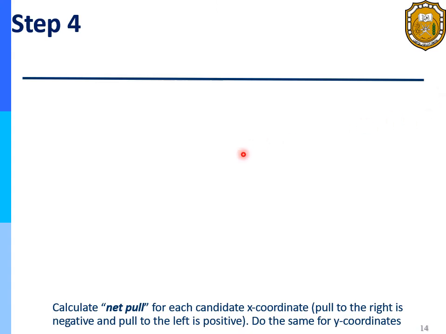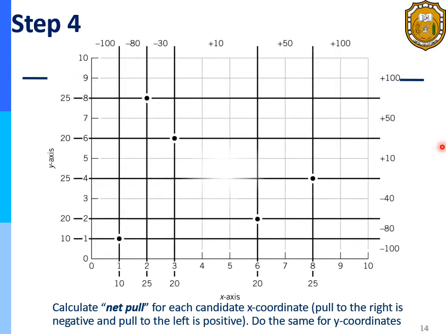Step 4 of the procedure says to calculate the net pull. It is pulling our optimal, let's say, facility. So where is it pulling? Calculate the net pull for each candidate x coordinate. Pull to the right is negative and pull to the left is positive. And do the same for y coordinates. It seems a little bit confusing, but actually it is not. Again, let's repeat with our example and find the net pull values.